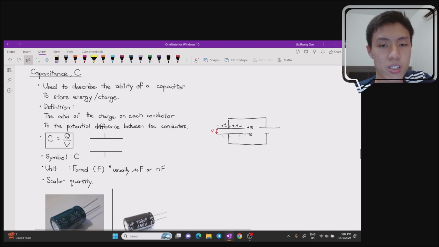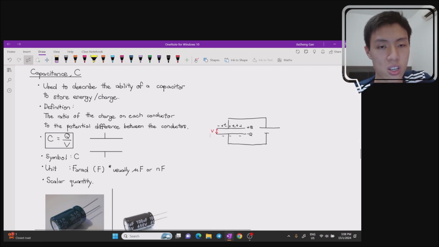The gain in positive charge in one plate causes that plate to be positively charged. The loss of positive charge in one plate causes that plate to be negatively charged. So now we can say that the capacitor is charged to a charge of Q, and the potential difference across them is represented by V.